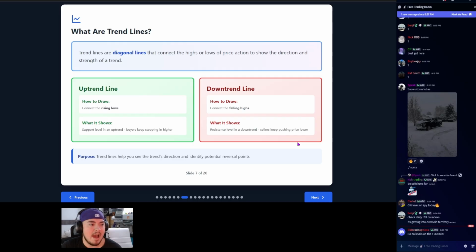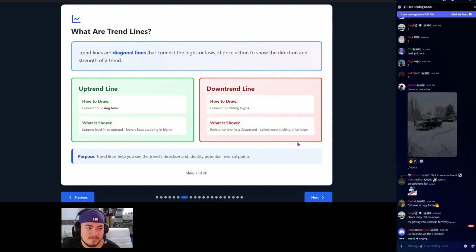Uptrend lines, how to draw: connect the rising lows or the higher lows. What it shows: support level in an uptrend. Buyers keep stepping in higher. So every time you see price come back down, you can expect a leg up higher. When you're drawing downtrend lines, how to draw these is connecting the falling highs or the lower highs. Same thing. What it shows: resistance level in a downtrend. Sellers keep pushing price down. So anytime that it comes to a trend line, you can see that the sellers are stepping up.